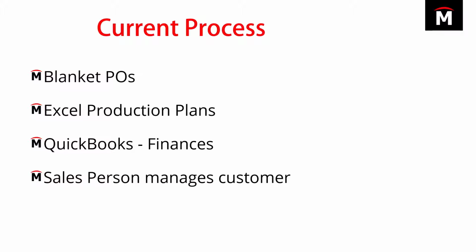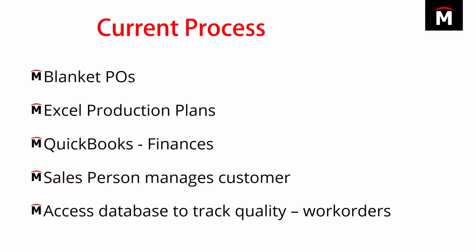From a customer's perspective, the sales team and the salesperson was managing that customer. So a lot of that data that you would see in a traditional CRM tool was actually in these little silos amongst each one of the salespersons. And then from their quality perspective, they were leveraging Access databases to try and tie into the Excel production plans and to actually track their quality and return product and work orders that weren't completed to specification. So this was kind of their highlight, their 5 main things that they're doing in their current process.